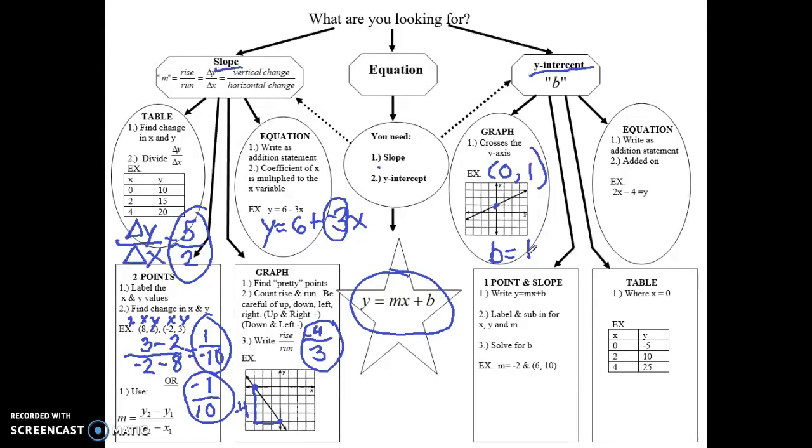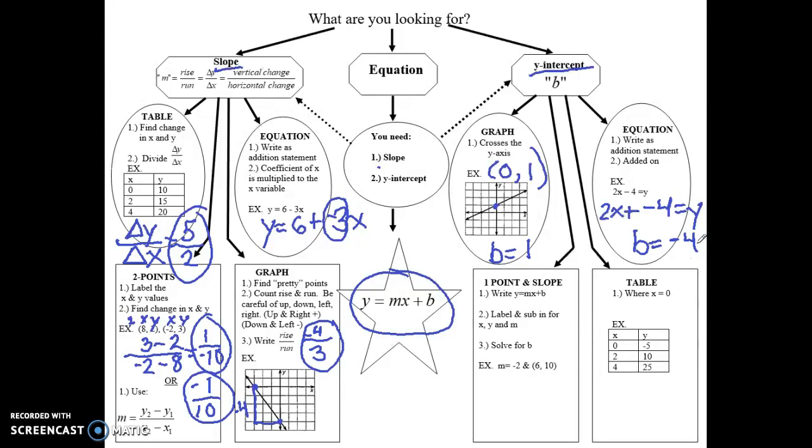In the equation, it is the number that is added on. So just like we did in the last equation example over here, we do want to make sure that we don't confuse the subtraction. We rewrite that into addition if we need to, so that we know that our b value in this case, or the y-intercept, is -4.